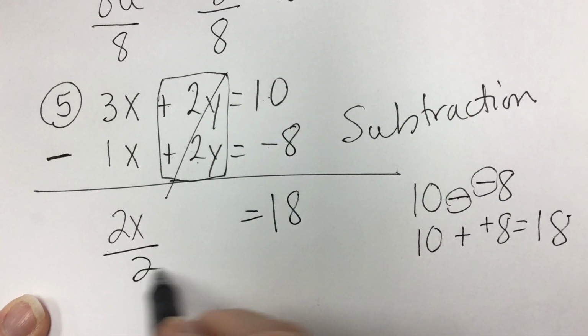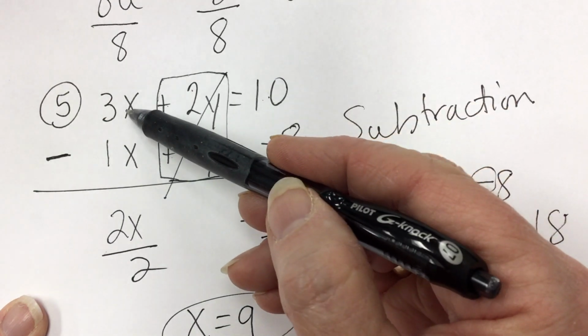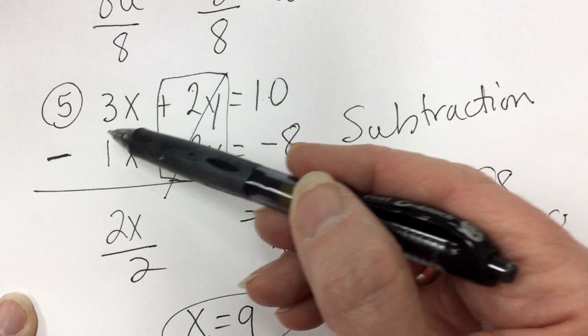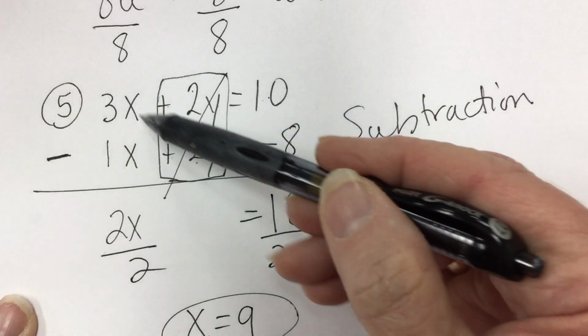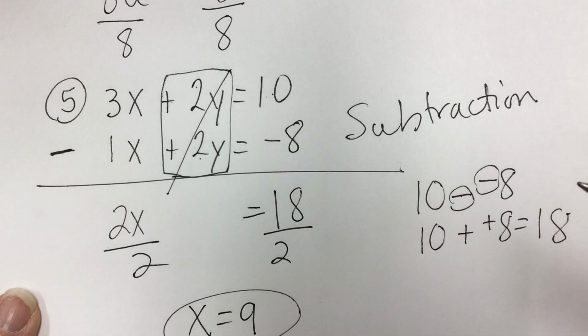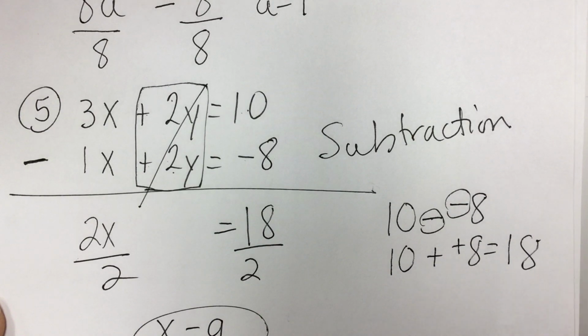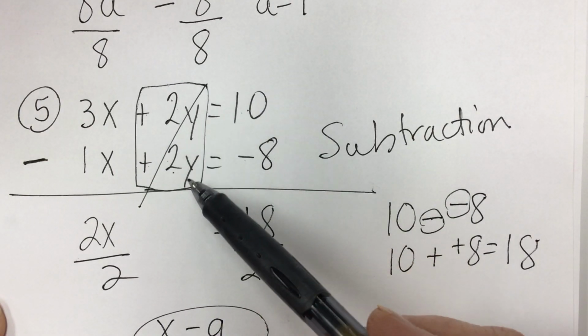Then we would divide both sides by 2, and x equals 9. We would take 9 back in, plug it in for x, and we could solve for y. Plugging 9 back into either one of the original problems, we could easily find y, and therefore we would have the point of intersection. So the best method for number 5 was subtraction because the two variables were the same.